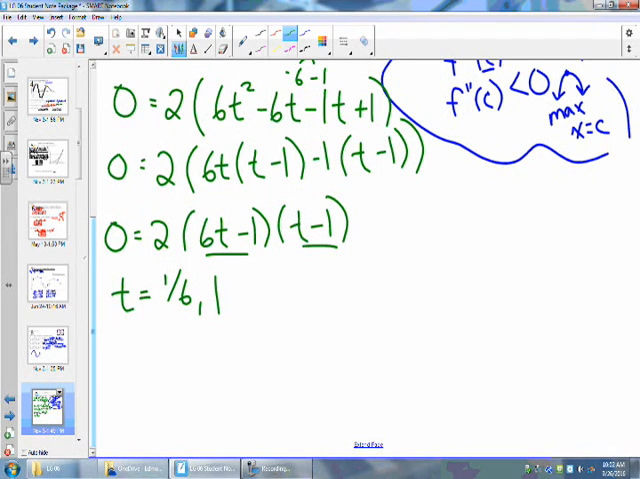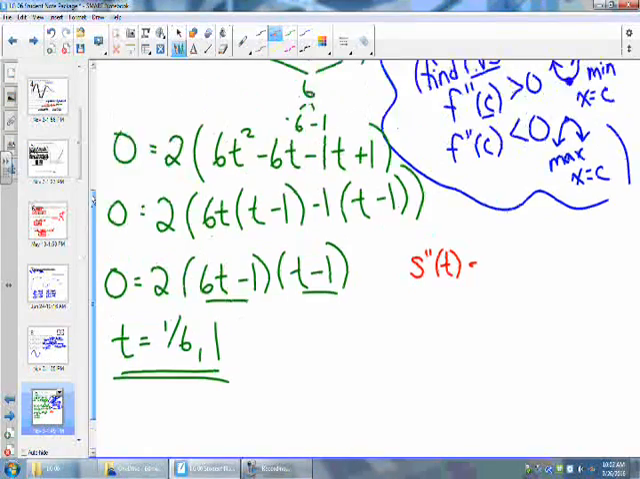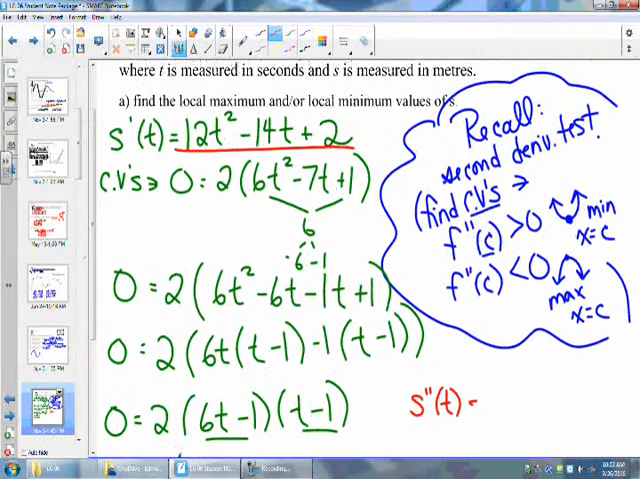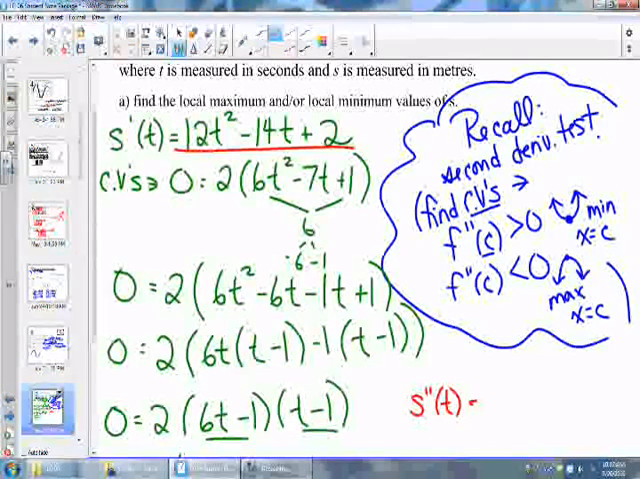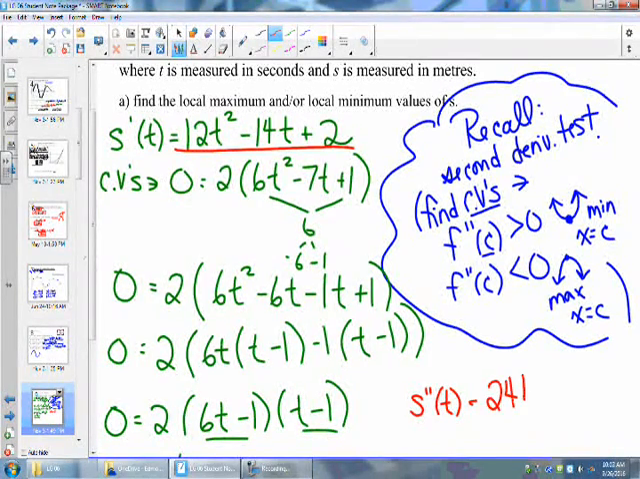Okay. Now once I've got these critical values, remember the question is saying find the local max and min. So now is when I'm going to bring in that second derivative test. So first we need to find the second derivative. Okay, so if I go back up here, this was my first derivative. So my second derivative is obviously going to be 24t minus 14.